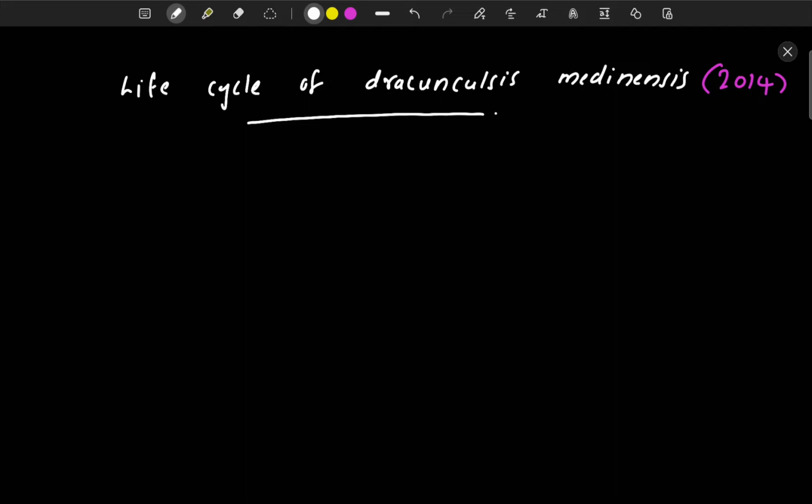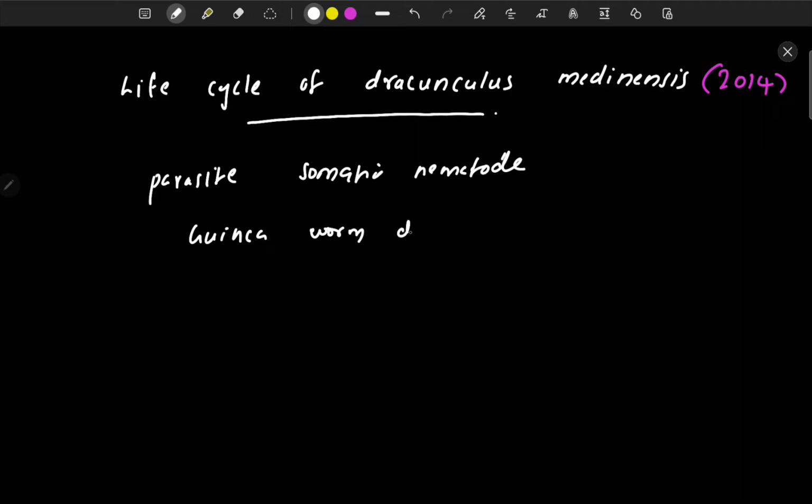So what is this Dracunculus medinensis? It is actually a parasitic infection, a parasite infestation of the somatic nematode. It has been eradicated from India, and it is also called guinea worm disease.